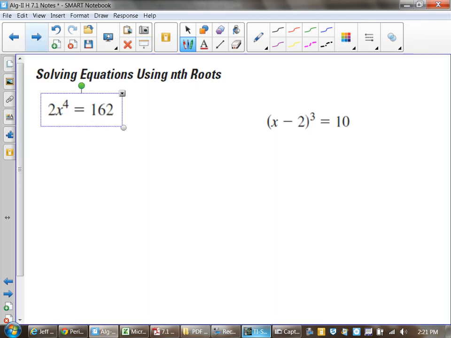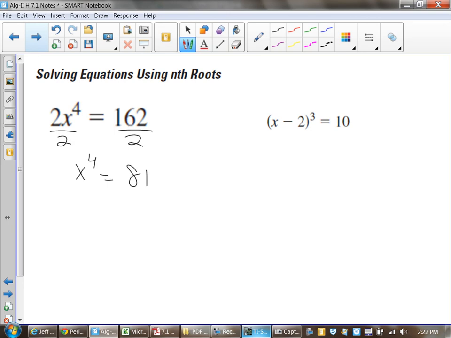Scary stuff. Again, we are going to solve equations using nth roots. So if I have 2x to the 4th equals 162, I got to get x all by its lonesome. What was the first thing we were going to do? Divide by 2. How do you undo 4th power? You take the 4th root.